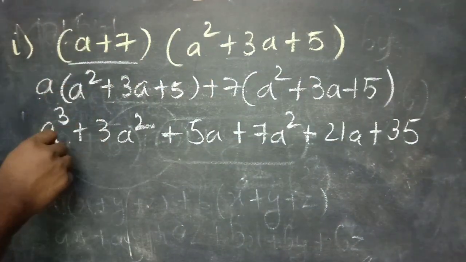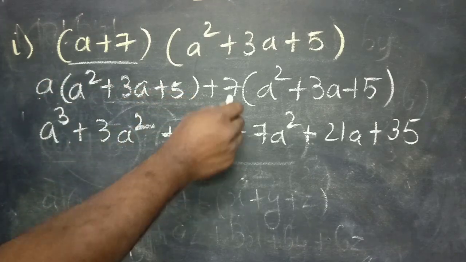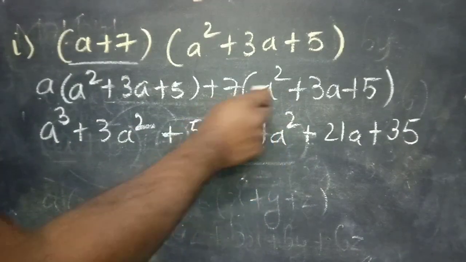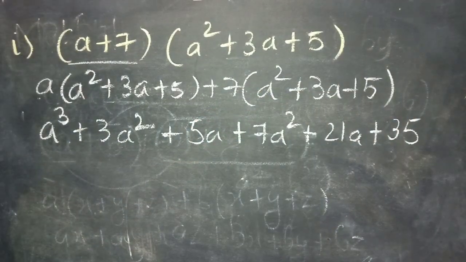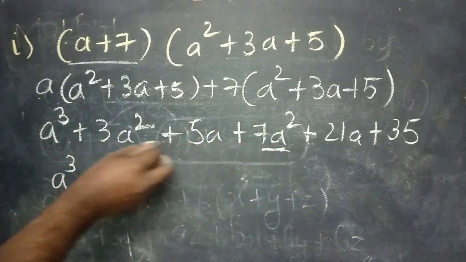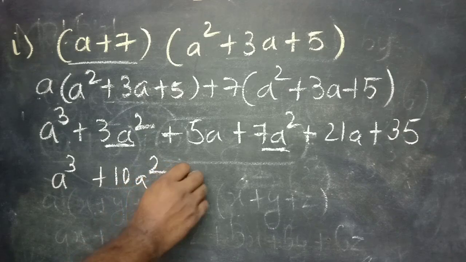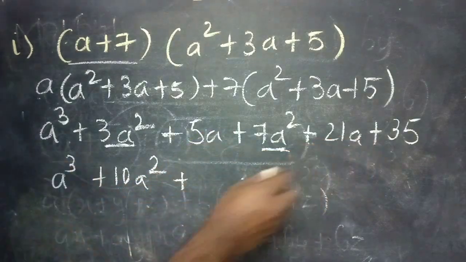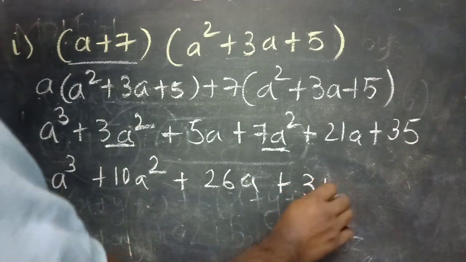A into a square is a cube, a into 3a is 3a square, a into 5 is 5a, 7 into a square is 7a square, 7 3s are 21a, 7 5s are 35. Now we can add the like terms, that is a cube as it is, 3a square plus 7a square, what you get is 10a square. Now 5a plus 21a is 26a, now 35 as it is.